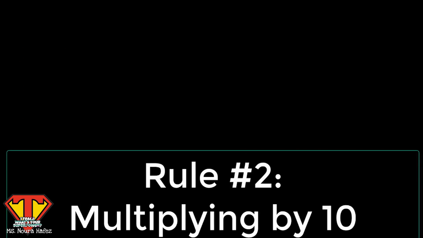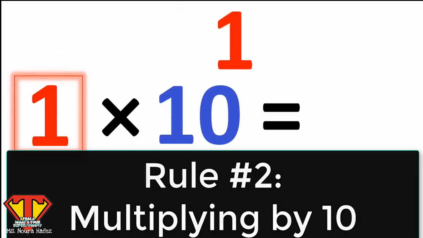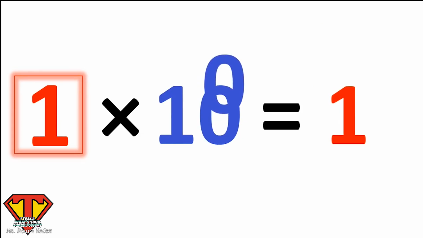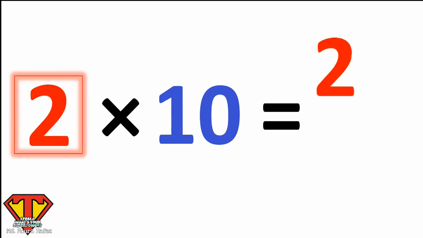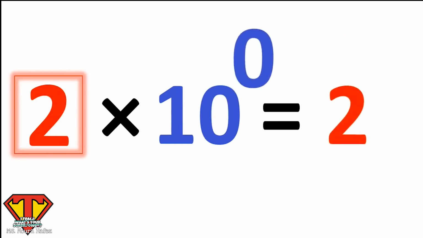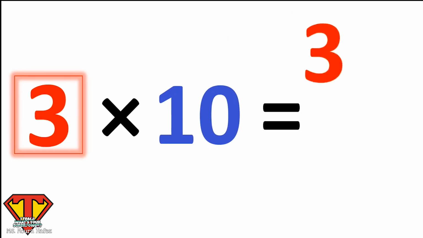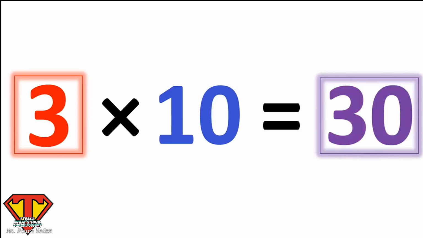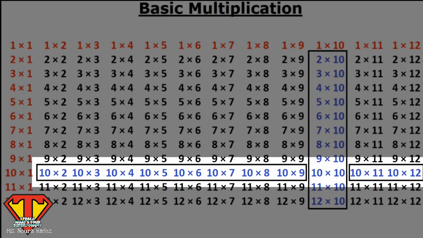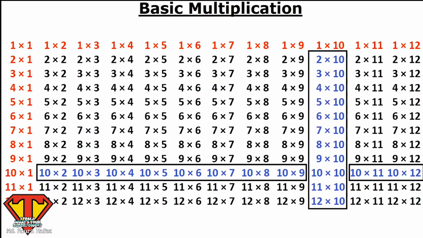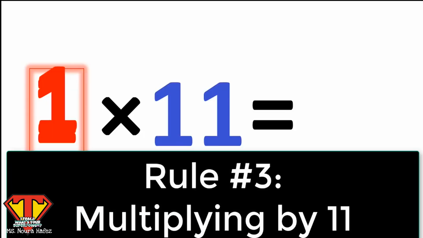Next rule is multiplying times 10. When it comes to the rule of multiplying times 10, 0 is the hero. You take the number that you start with and you add a 0. 2 times 10 is a 2, then add a 0. 3 times 10 is a 3, then add a 0, and so on. You also know the reverse. You also know 10 times 2, 10 times 3, 10 times 4. So now from those two simple rules you have learned 44 multiplication tables, and now you have 100 remaining.